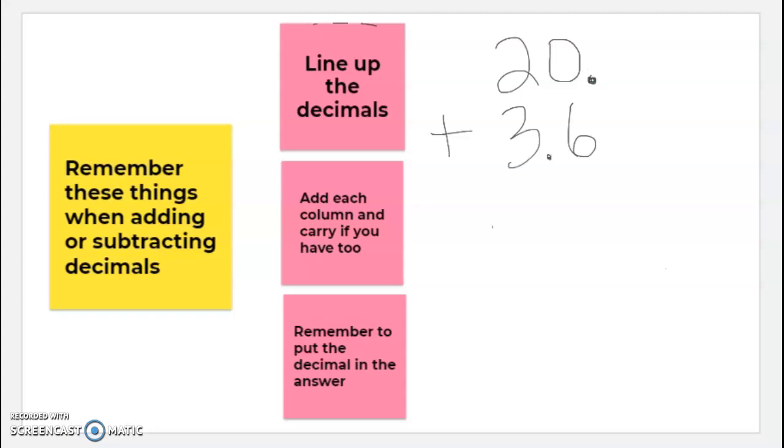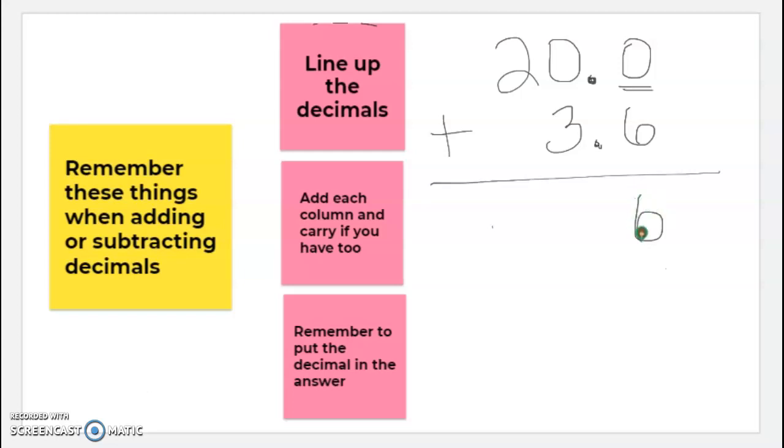Okay, so now I can see that I'm not lined up right. So I have to write my 3.6 there. Now, once again, it doesn't look quite right because there's an empty space. So if it's after the decimal, I can add a 0, if it's just a 0 to hold a place. Okay, so now I can go ahead and do my adding. And remember to put in your decimal.